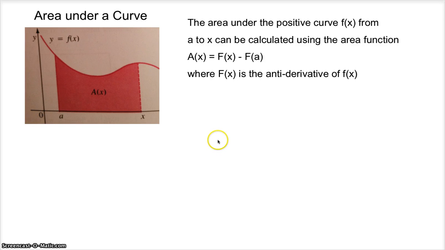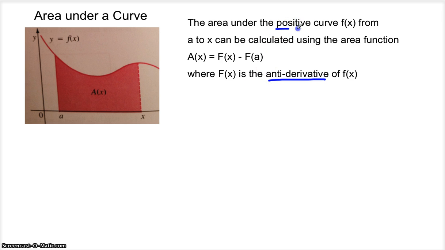So how do we calculate the area underneath a curve? Well, here it is. Here's the result we're going to be using. The area under the positive curve f at x from a to x can be calculated using the area function A at x is equal to uppercase F at x minus uppercase F at a, where this uppercase F at x is the antiderivative of f at x.